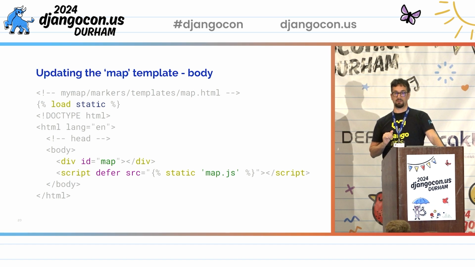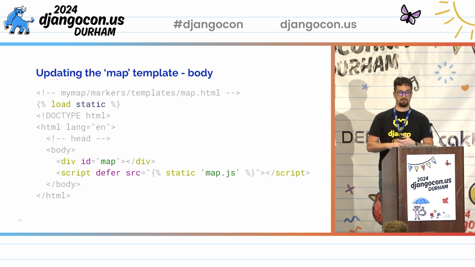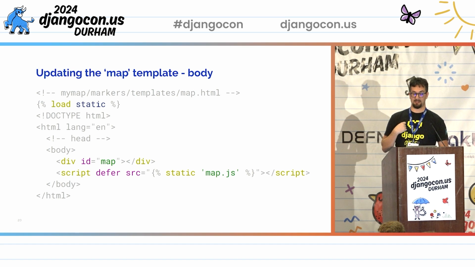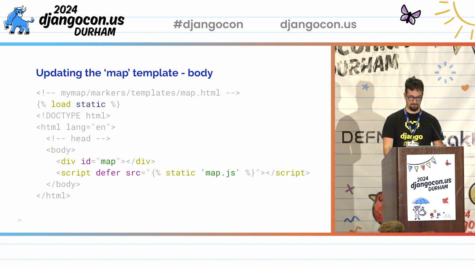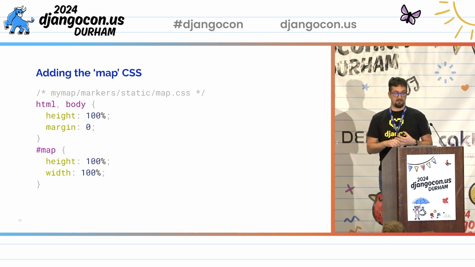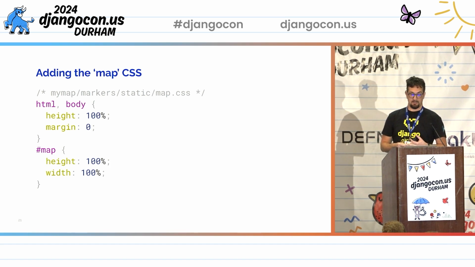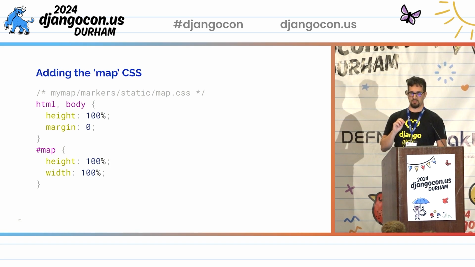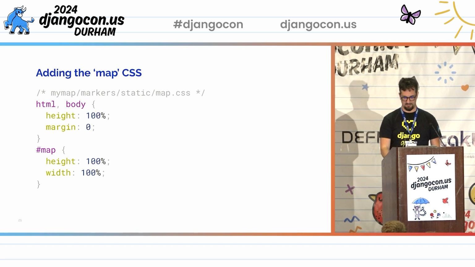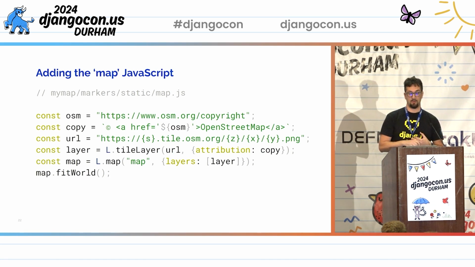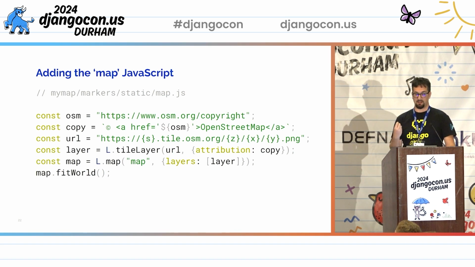In the body of the template file, we add a div tag with a specific ID, and below it we link our custom JavaScript file. In the CSS file, we add only the basic rules that are useful to show a full screen map. Instead, in the JavaScript file, we add the code to show an empty Leaflet map.